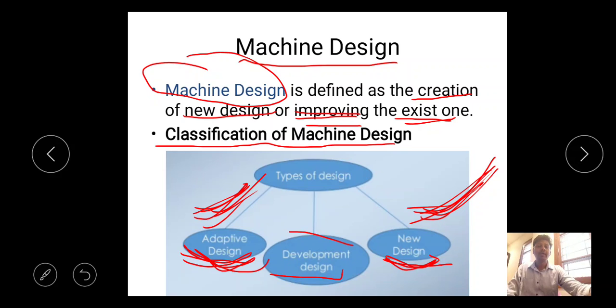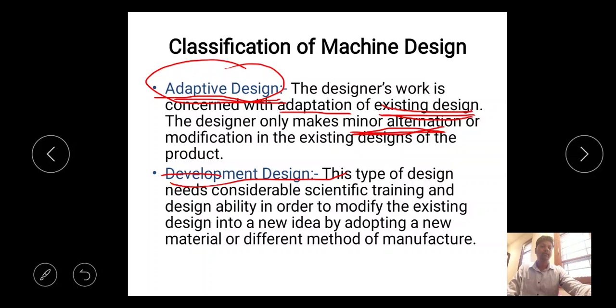So what you mean by development design is, it is in between these two. You are adopting also and you are designing also, you are developing a new research also. So that is in between it. If it is there, then it is called development design. So what do you mean by development design?